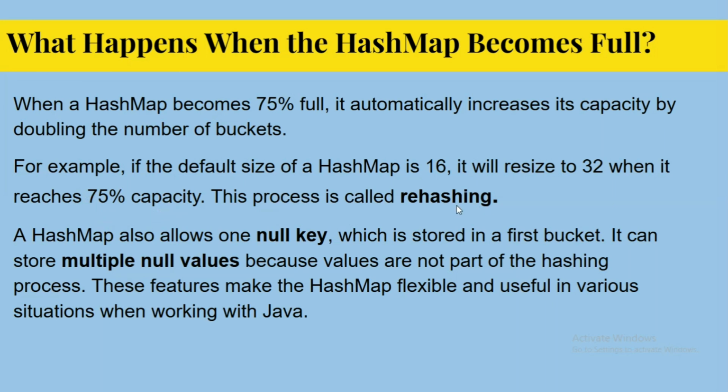A hash map also allows one null key, which is stored in the first bucket. It can store multiple null values because values are not part of the hashing process. These features make the hash map flexible and useful in various situations when working with Java.